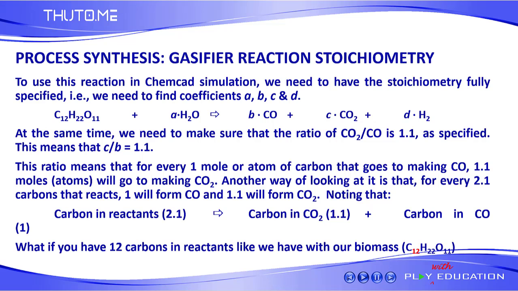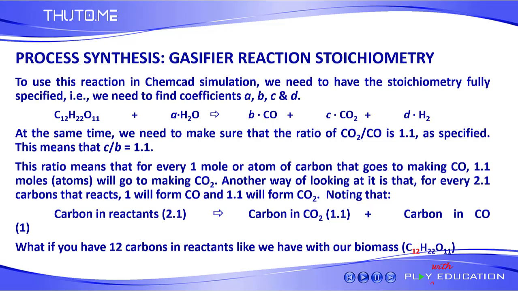The other way of looking at this is that for every 2.1 carbons that react, 1 will go to form CO and 1.1 will go to form CO2. Noting that carbon in reactants is 2.1 to form 1.1 carbon in CO2 and 1 carbon in CO. But in our case, where we have 12 carbons in reactants, like we have in our biomass, what would be the ratios A, B, C, and D?